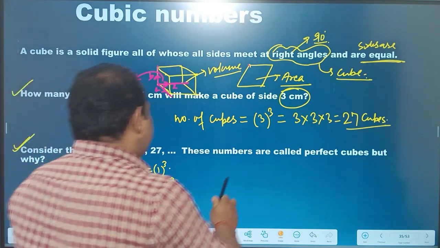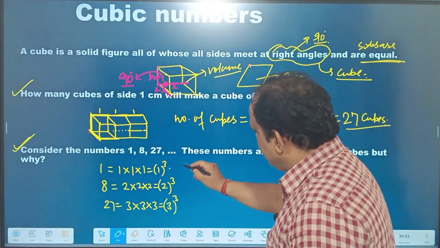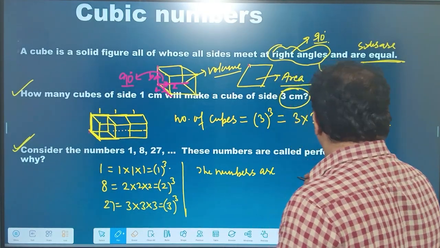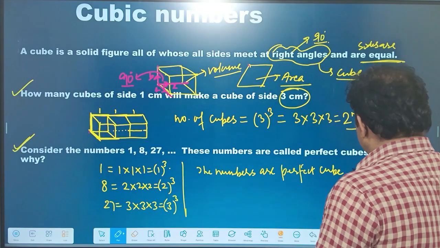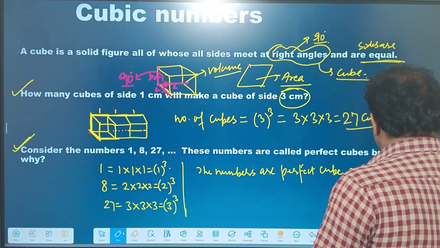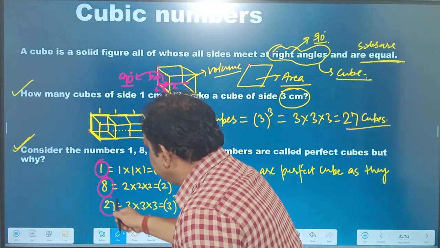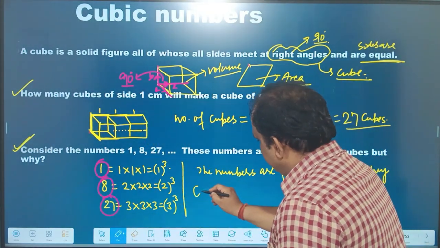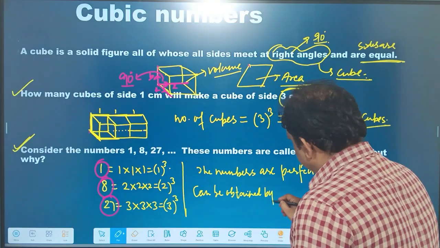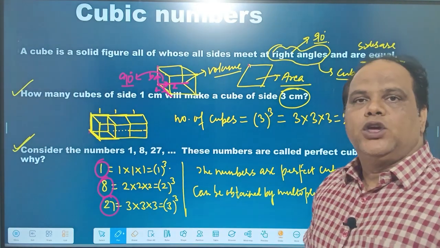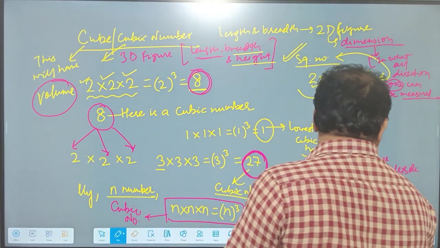So why are these numbers perfect cubes? We say the numbers are perfect cubes because these numbers 1, 8, 27 can be obtained by multiplying a number 3 times. So that's why they are all cube numbers. Okay, this one is done.